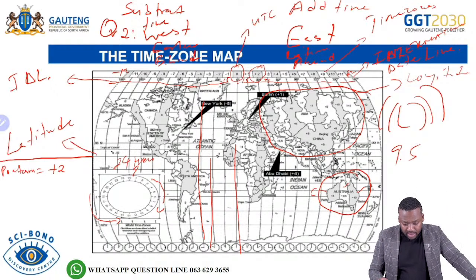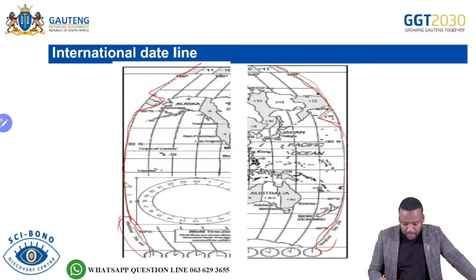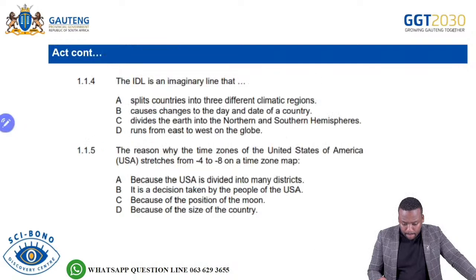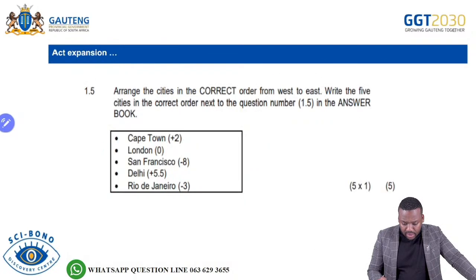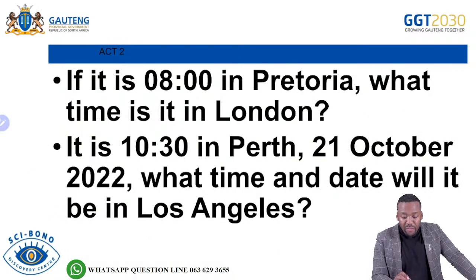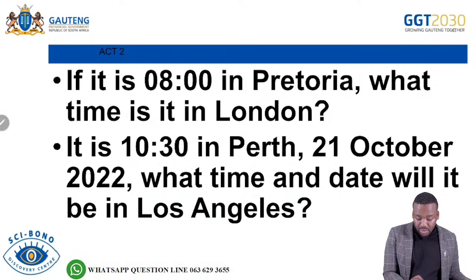Then what was the second country? London, if I'm not mistaken. Let me double check. It was London. Right, yes. If it is 8 o'clock in Pretoria, what time is it in London? I said step one, what do you do? You identify the time zones. Let me just continue: Pretoria or South Africa is on +2. Then London, where's London on the map?